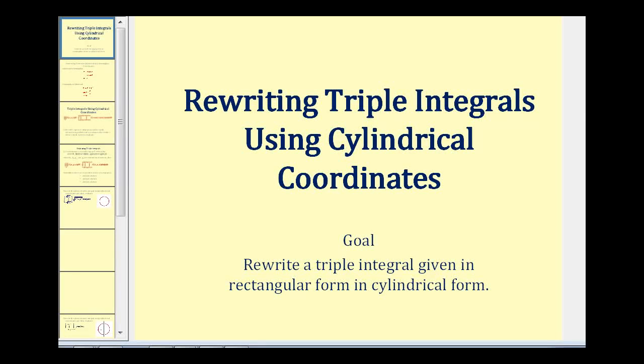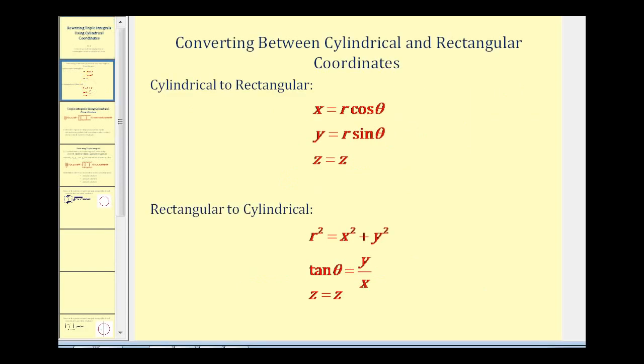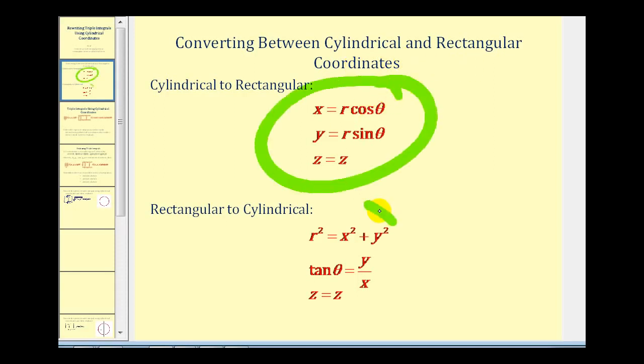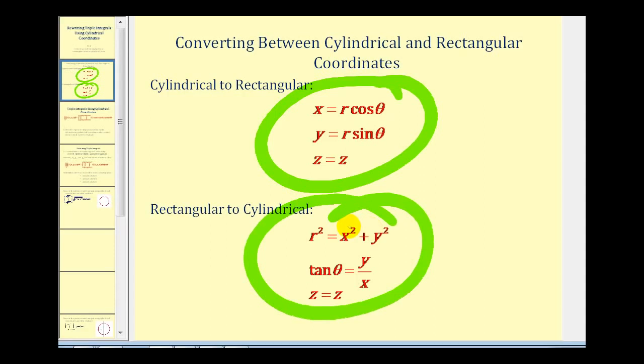Welcome to a lesson on rewriting triple integrals using cylindrical coordinates. This video does assume that you're familiar with the formulas used to convert between cylindrical and rectangular coordinates as we see here and here. So you may want to write these down for reference. Let's go and take a look at our first example.